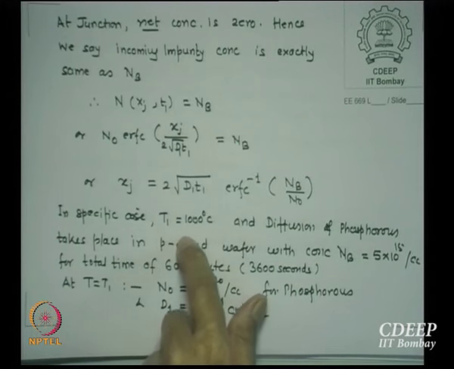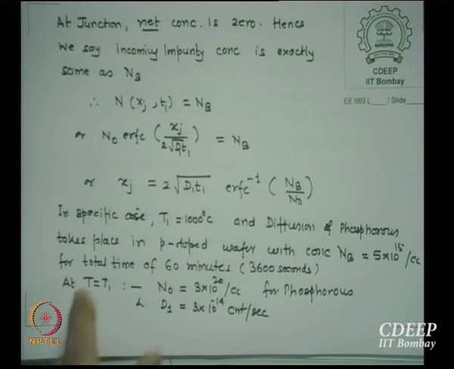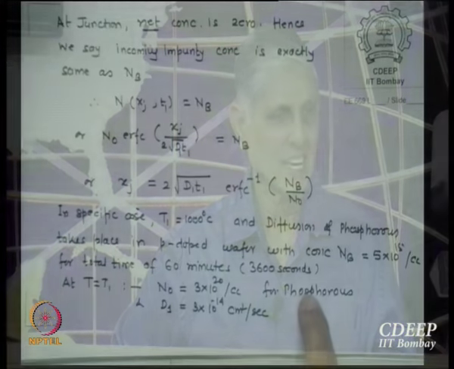I am diffusing impurities of phosphorus at 1000 degrees, and let us say I do 60 minutes of diffusion. Please take it, the diffusion coefficient is in centimeter square per second, so time must be declared in seconds. So it is 3600 seconds.